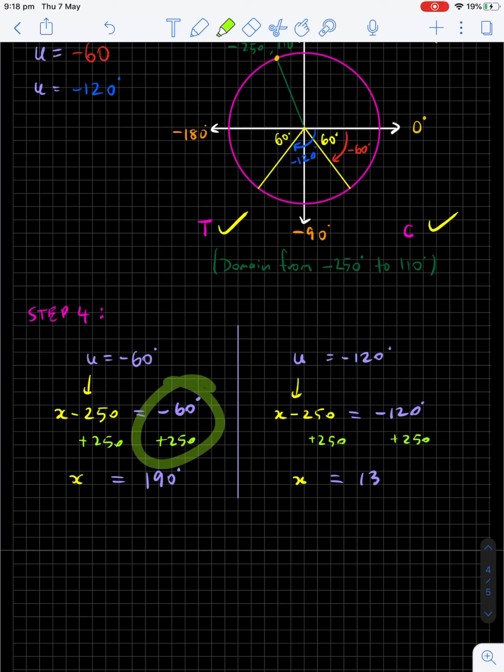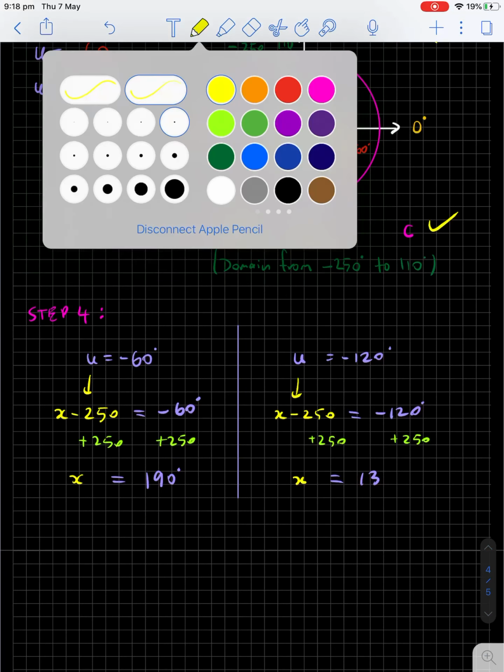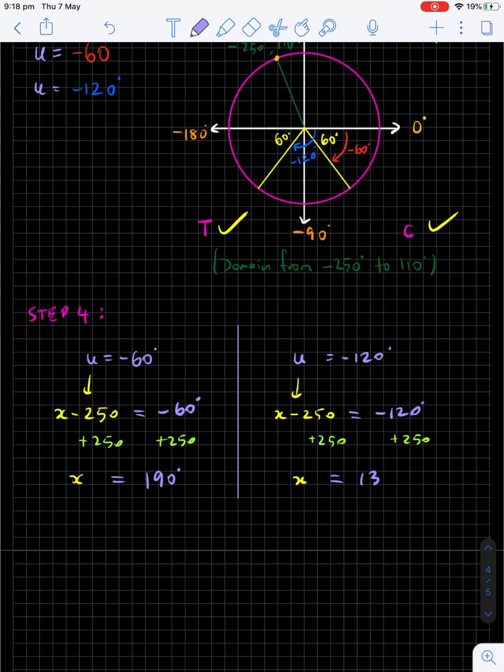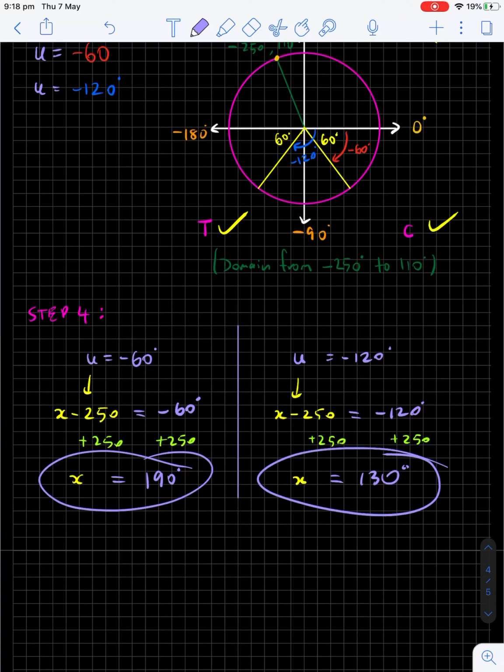So minus 60 plus 250 gives you a value of x, which is x equals 190. And over here, minus 120 plus 250 gives us positive 130 degrees. And these are the two answers that we need for this question. Only two values work.